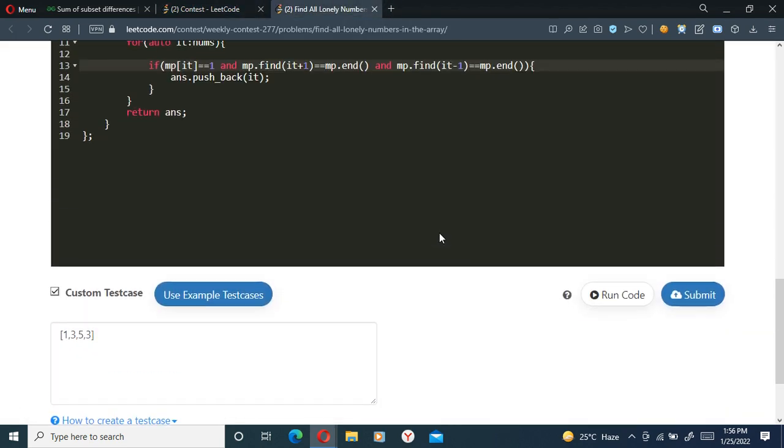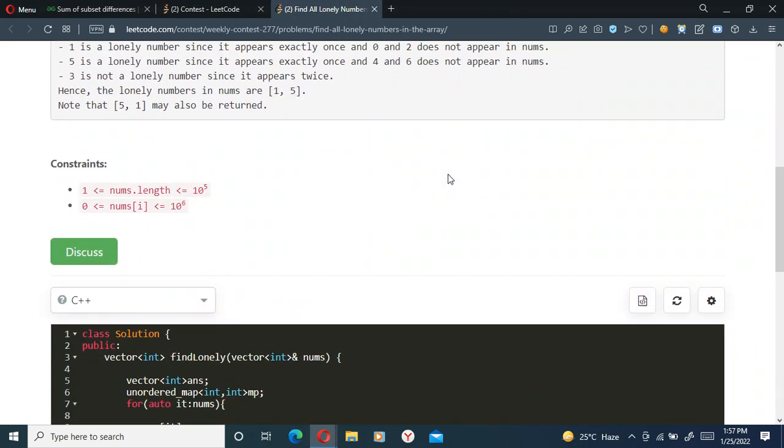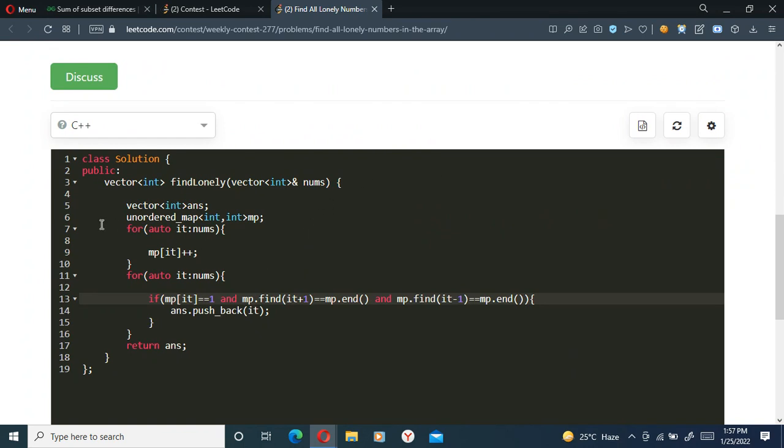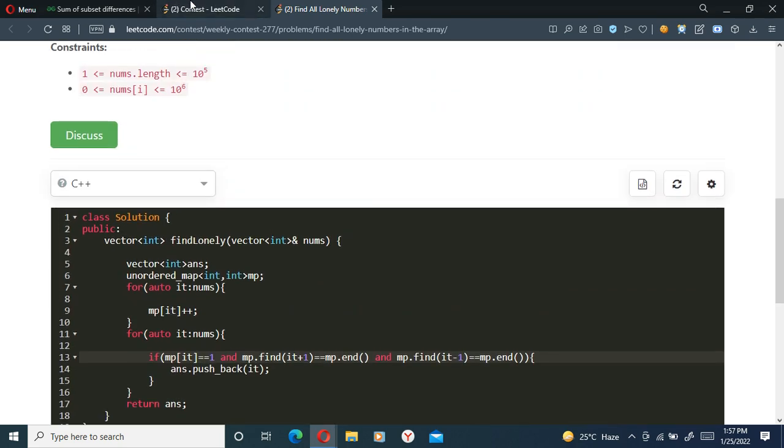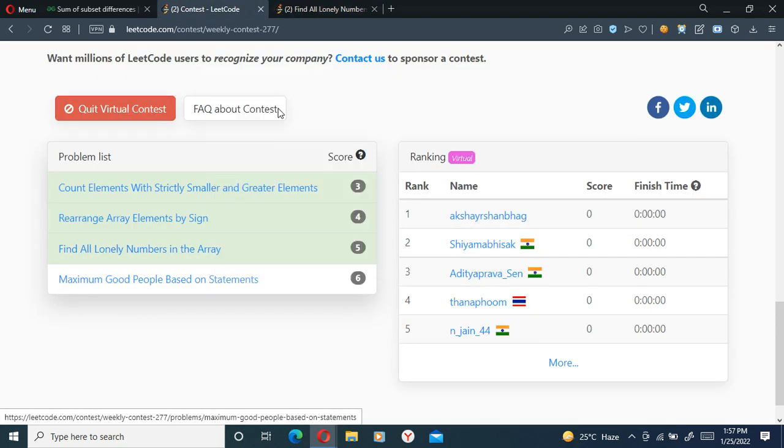Okay. What can I do better here? Let's see. For auto of IT in nums, what can I do here? Auto of IT in nums, NP of IT is equals to 1. What can I do better here? Let's get to the next question. I'll just try that later.